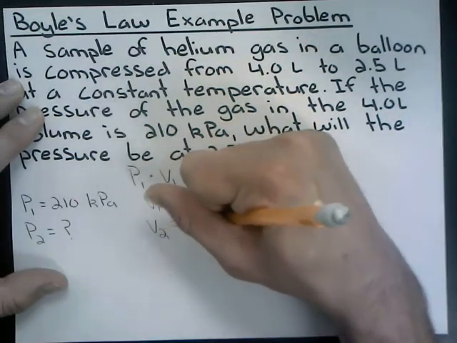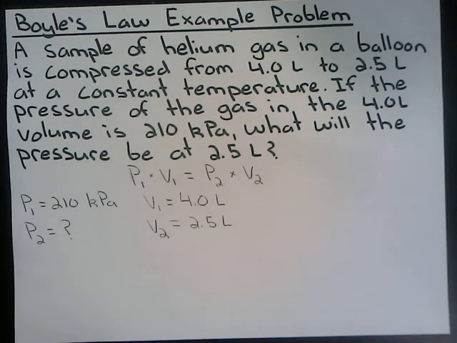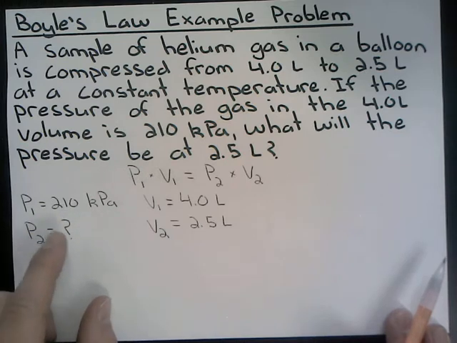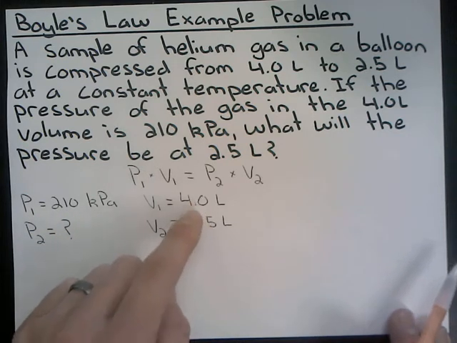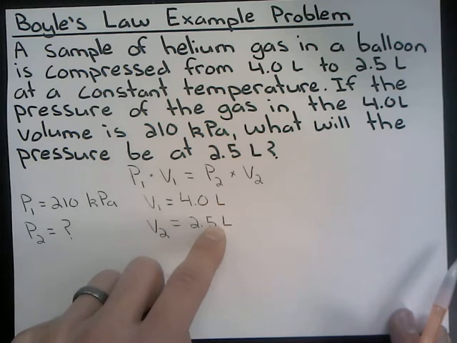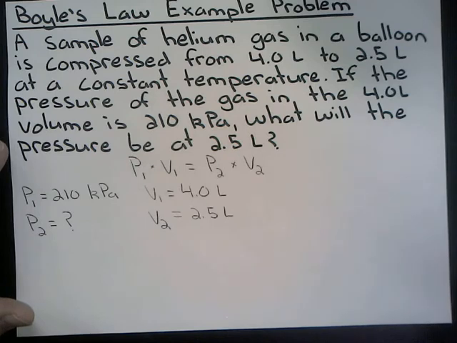Now, again, I said pressure units have to be the same and volume units have to be the same. You can use whatever unit you want, but they do need to be the same. So I'm not too worried about our pressure units because that's the variable that we're finding, but I need to check out my volume units. We have 4 liters and 2.5 liters. We ask ourselves, are those the same unit? Well, yes, they're the same unit. So we can go ahead and plug these values into our equation.